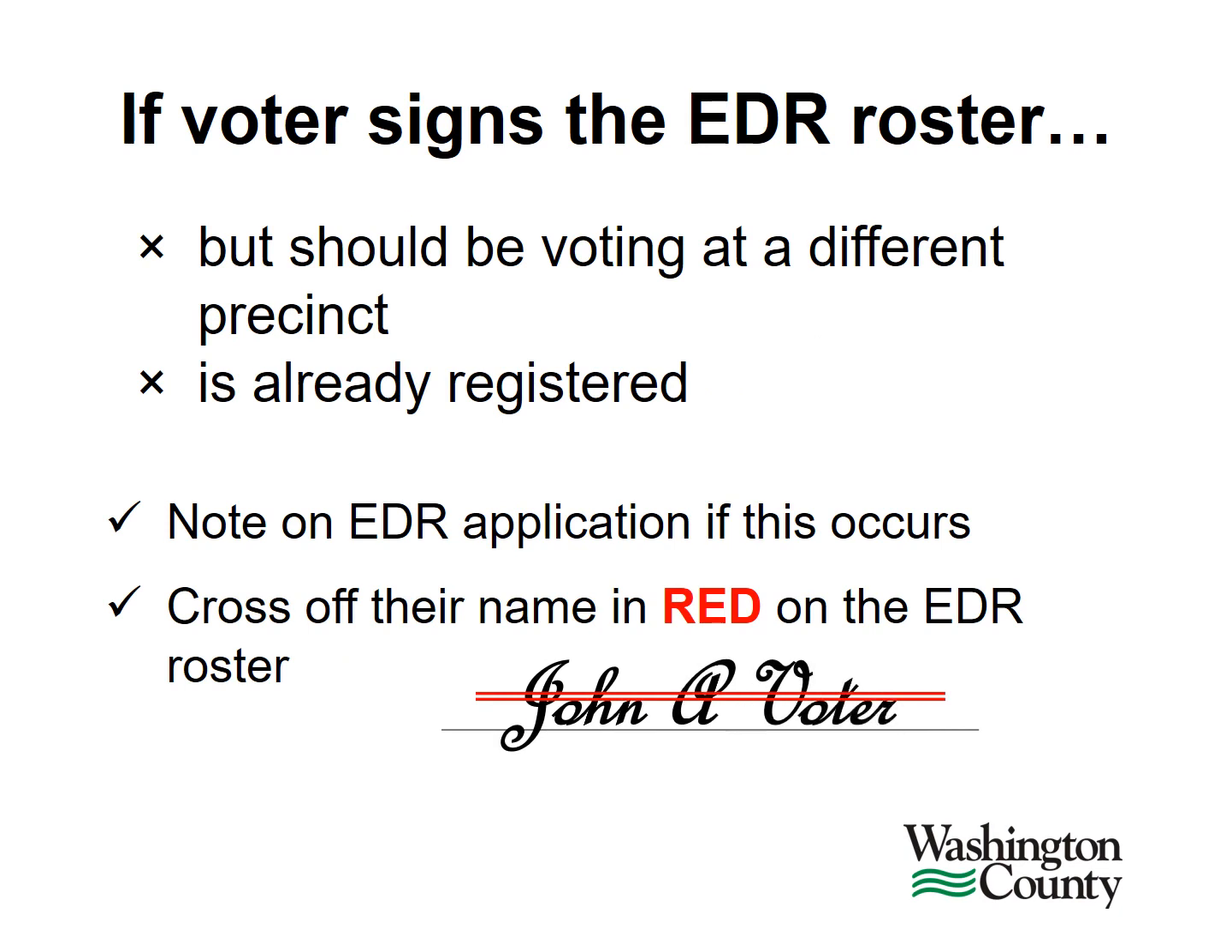If a voter completes a voter registration application and signs the EDR roster, but they should have been voting at another location, or it was discovered they were already registered in your precinct, you will need to cross off the voter's name on the EDR roster in red pen. Please then put a note on the voter registration application stating that the voter was already registered, or whatever the situation was. If this isn't done, your signature counts to the voted ballots will be off. And if the voter signs again in your precinct or in another precinct, they will appear to have voted twice.